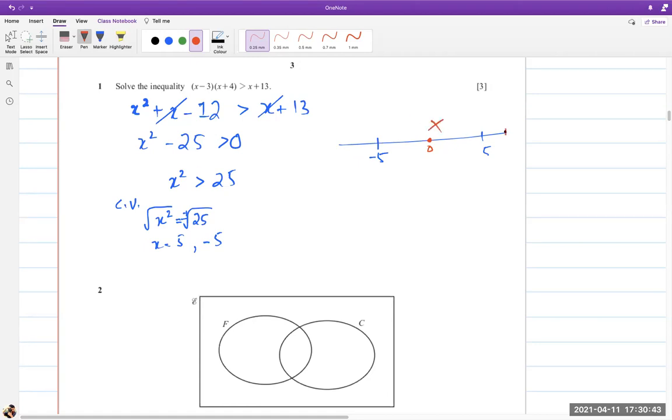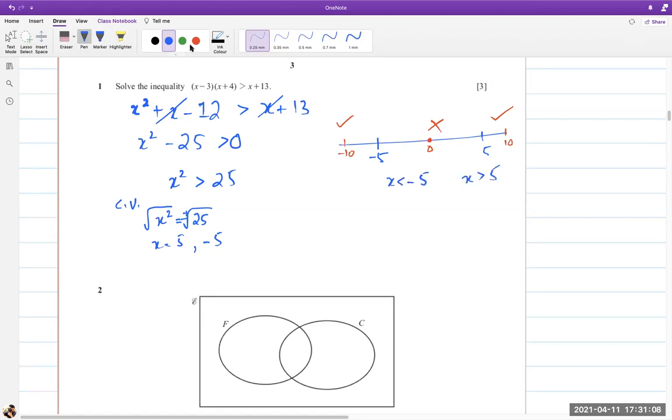But let's suppose I pick any value from here. Let's suppose I pick 10. So 10 squared is 100. 100 minus 25 is 75, which is greater than 0. So that's where our inequality holds. Similarly, on this side, I may take, let's suppose, minus 10. So minus 10 whole squared is 100. 100 minus 25 is 75, which is greater than 0. So over here, my inequality holds as well. So I will say that my answer is that x is less than minus 5 and x is greater than 5.